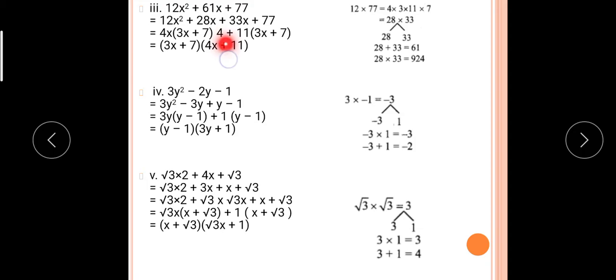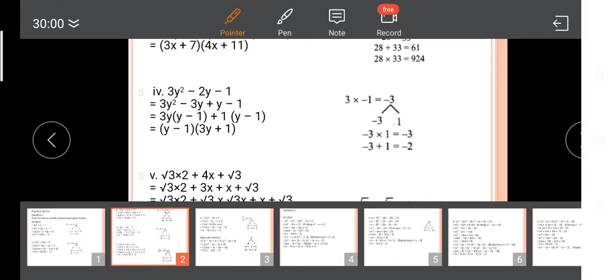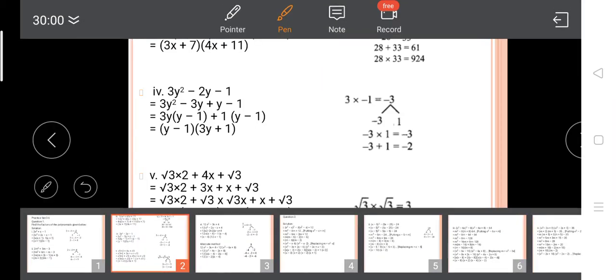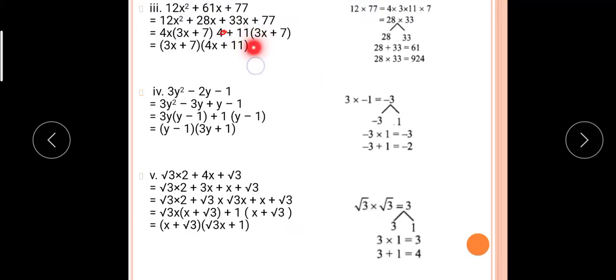Here 4 is okay, this 4 is not there, so by mistake I wrote 4. So now 11 is the common, 3x plus 7. Now 3x plus 7 is common, and what remains in the next bracket? The second bracket is 4x plus 11.